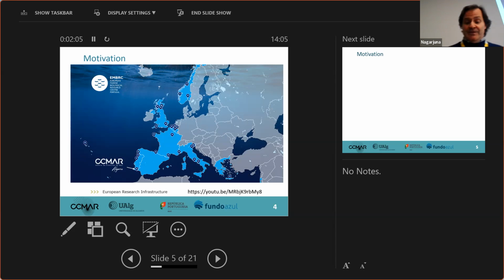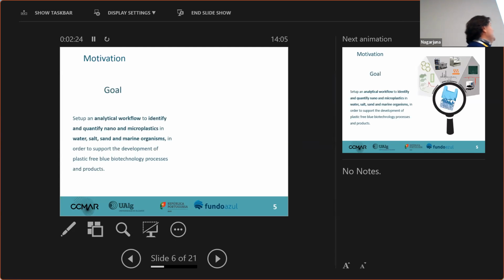Because of this problem of contamination by plastic materials and microplastics, we decided to open a research topic in our laboratory that is analysis of microplastics, okay? So the goal is to set up an analytical workflow because there is no single method to analyze microplastics. We have to combine different methods to identify and quantify nano and microplastics in water, salt, sand, and marine organisms in order to support the development of plastic-free blue biotechnology processes and products.